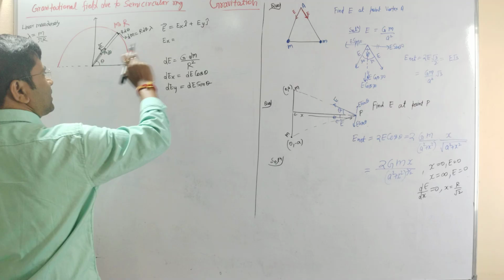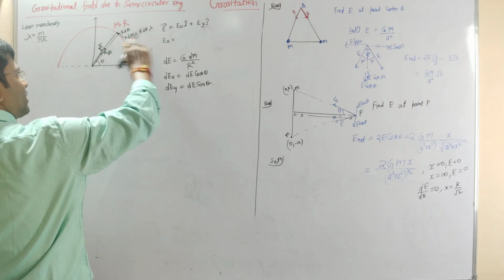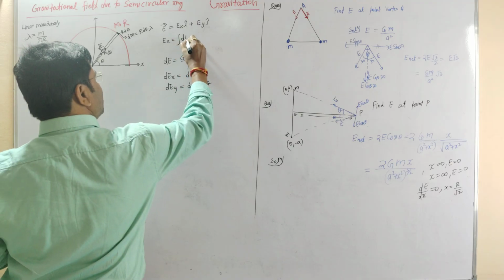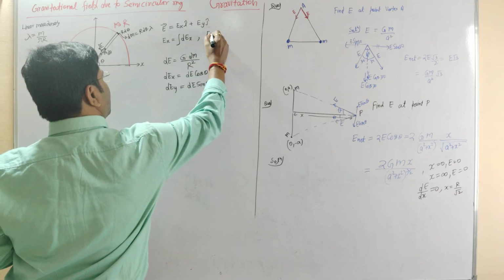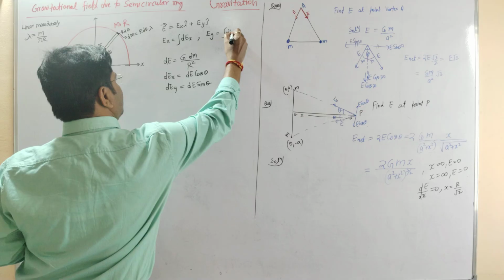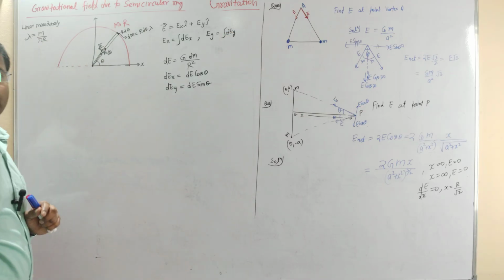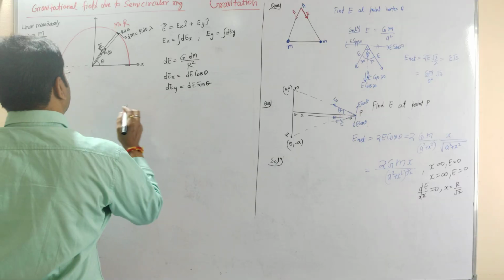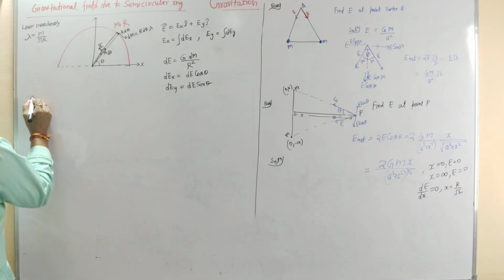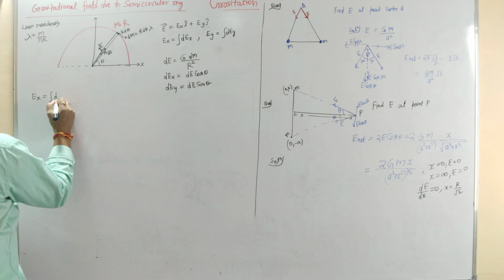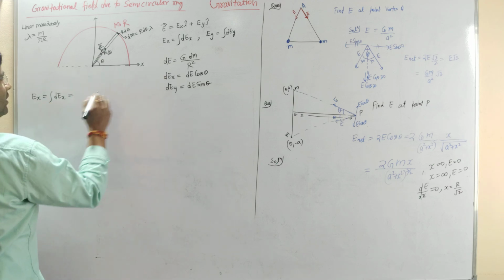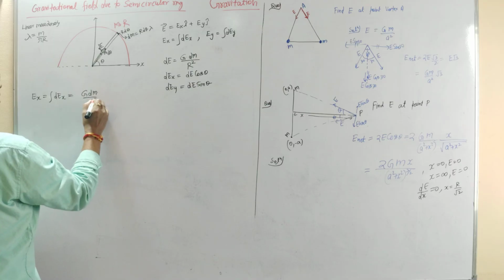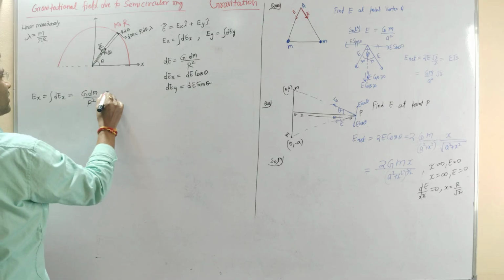Now when I want the complete E along the x direction, I write Ex equals the integration of dEx. Similarly, Ey equals the integration of dEy. This is how you will calculate Ex and Ey. Let me calculate this dEx value first. So Ex is the integration of dE cos theta, where dE is G dm upon r square, into cos theta.